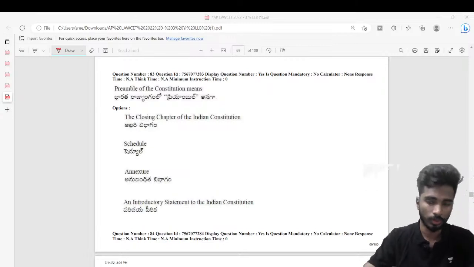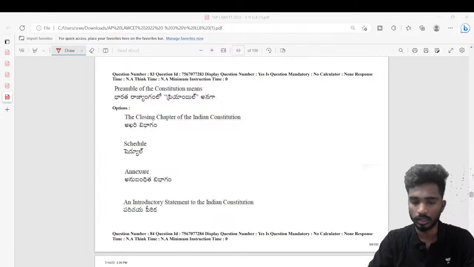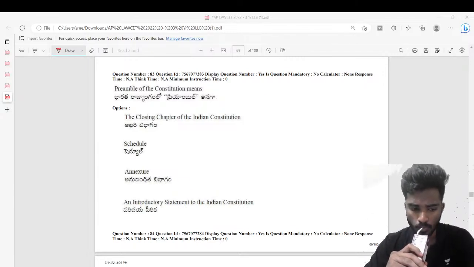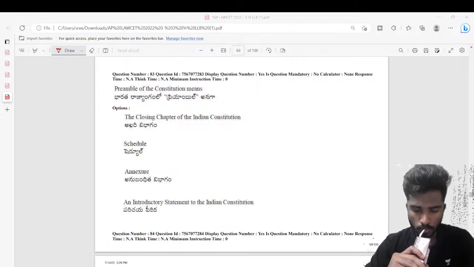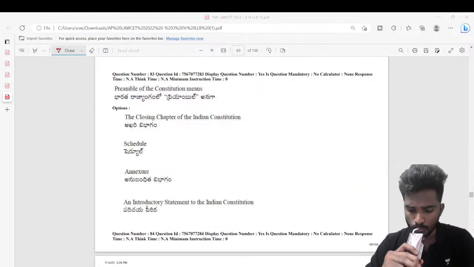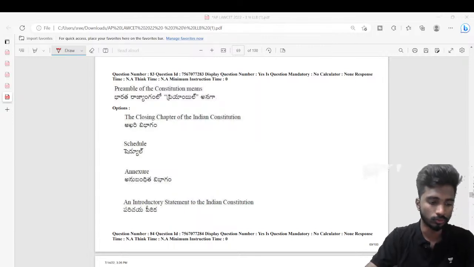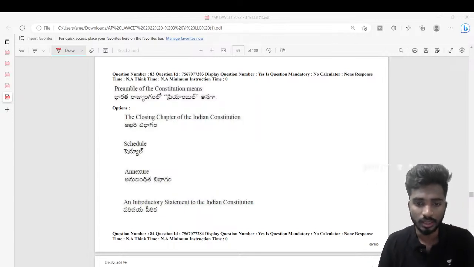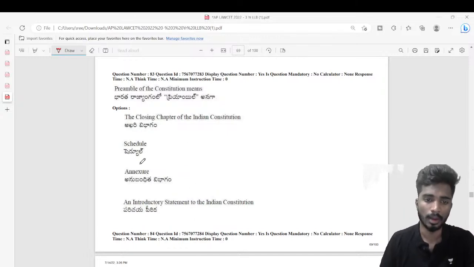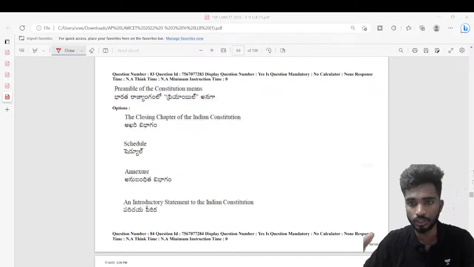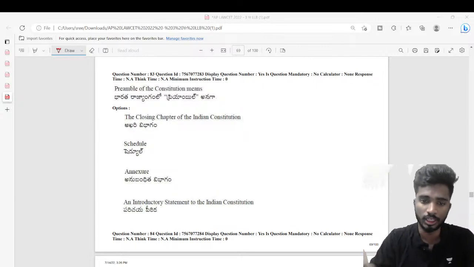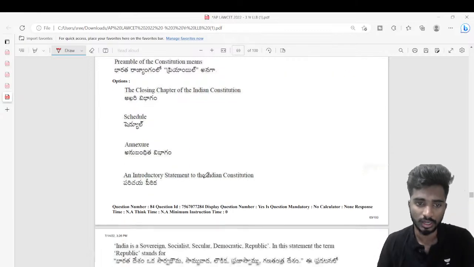Very good Alpha, very good Priyanka, Jeevana. Well done guys, excellent. Well done, Vijaya, Nayak, Mahima, Madhu, excellent guys. So the answer is an introductory statement to the Indian Constitution. So the preamble is written on the first page before the constitution starts, stating what exactly the objective of this particular constitution is. So it is an introductory statement.